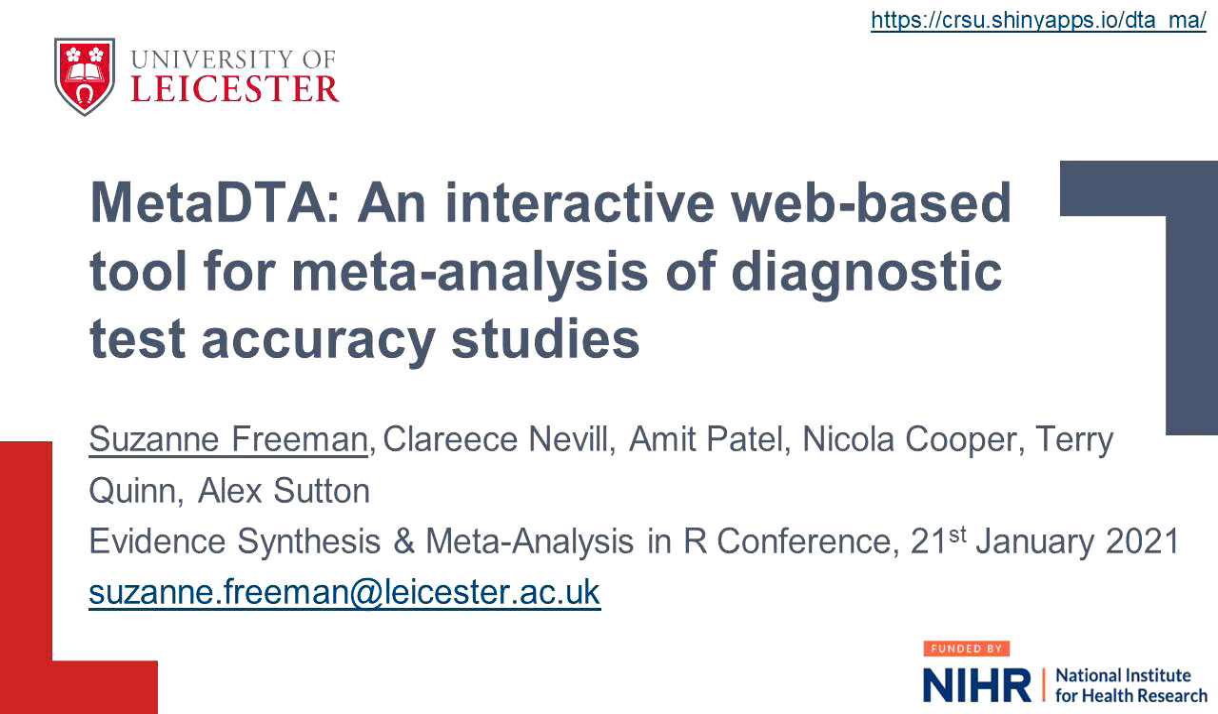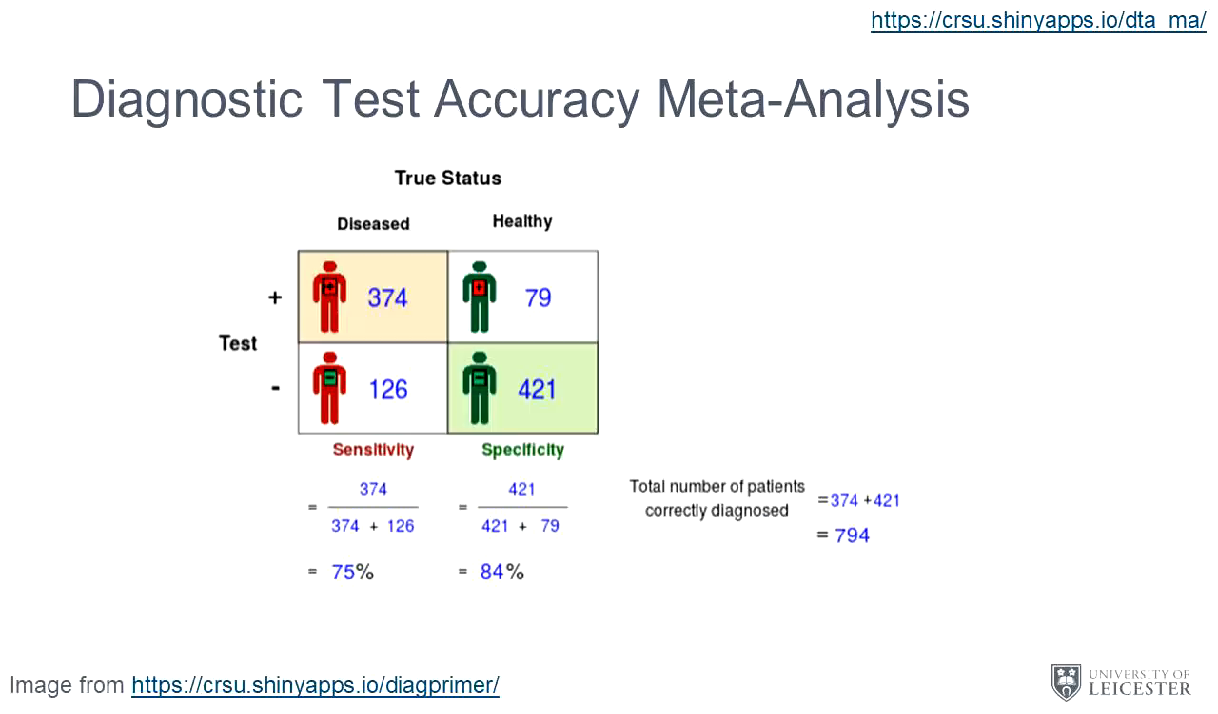MetaDTA is an interactive, web-based R-Shiny application which conducts meta-analysis of diagnostic test accuracy studies. Diagnostic test accuracy studies are often reported in terms of sensitivity and specificity, and we synthesize them using a bivariate random effects model, which jointly synthesizes sensitivity and specificity, and takes into account their correlation.